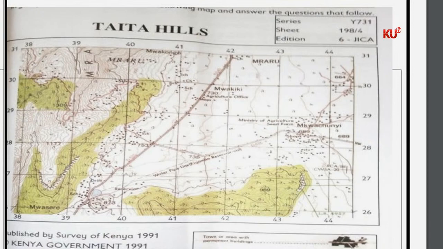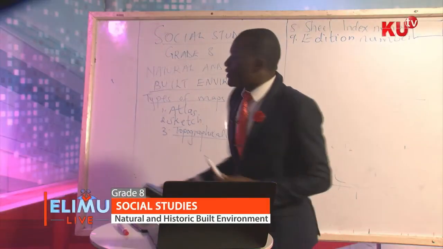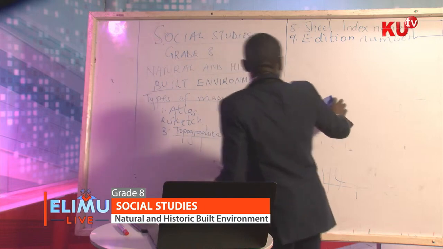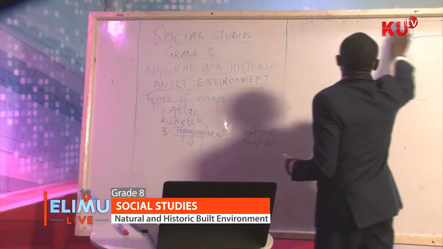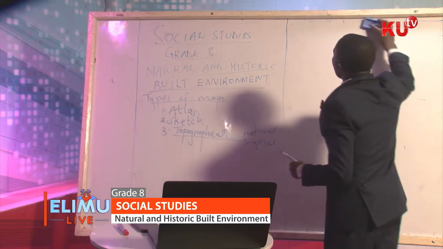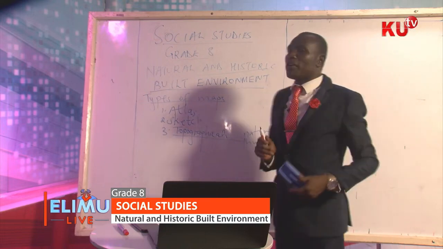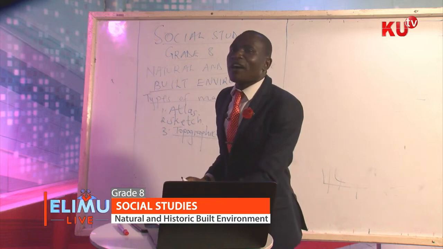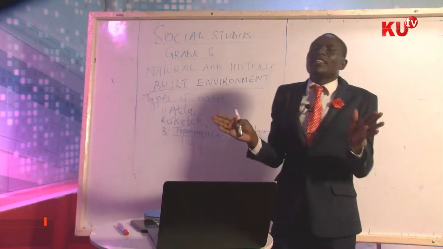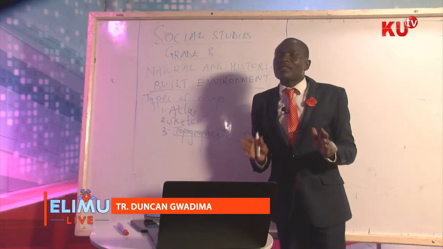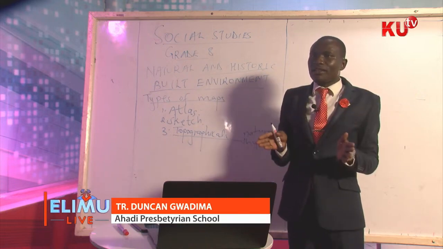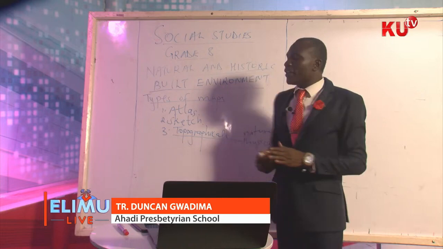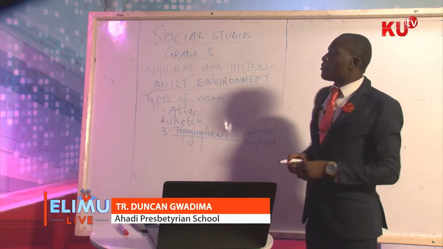As we continue, I want us to look at something else after looking at the types of maps that we are dealing with. Remember, we are still talking about marginal information. Features that are found outside the map are referred to as marginal information, information given outside. And we named some of them. We have looked at some of them.